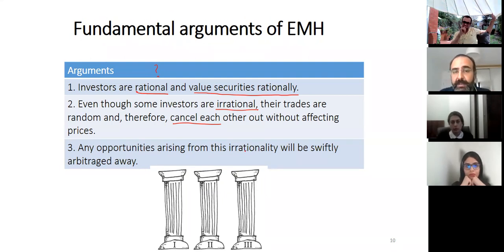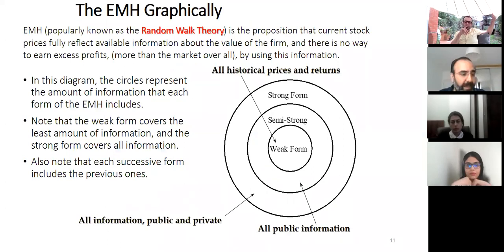And third, any opportunities arising from irrationality will be swiftly arbitraged away. So based on these three, we formulate what we call the efficient market hypothesis, which is known as random walk, a drunk person: the market is a person whose next movement is not known. What they say is that in three forms, price fully reflects available information. Those three forms are weak, semi-strong, and strong form of the market.